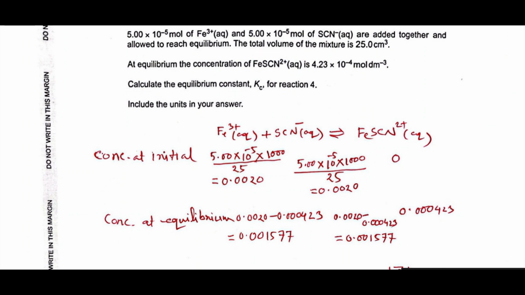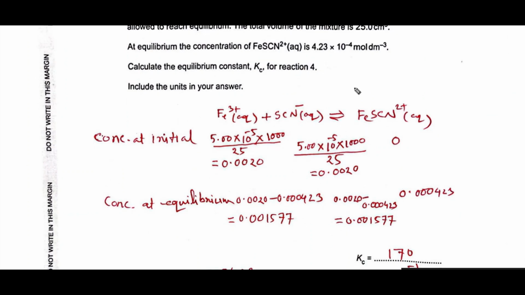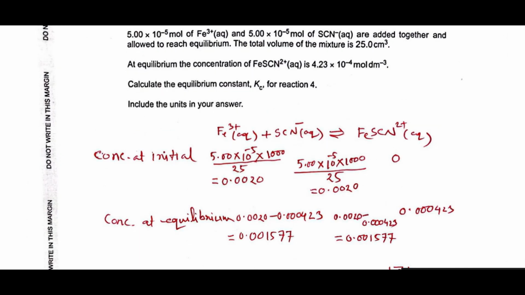Now you see iron 3 ion, thiocyanate, iron thiocyanate. So concentration at initial: number of moles divided by volume, 25 divided by 1000, so it is converted to dm cube. You get moles of iron 3 ion, and moles of thiocyanate.